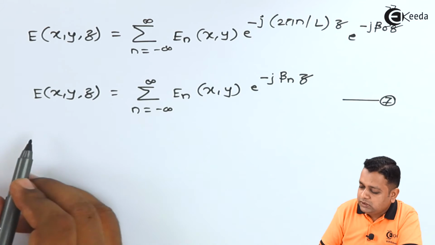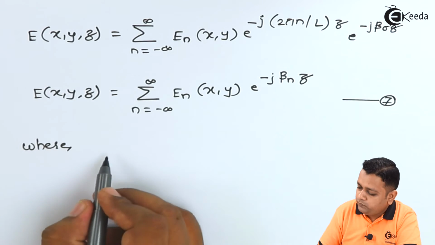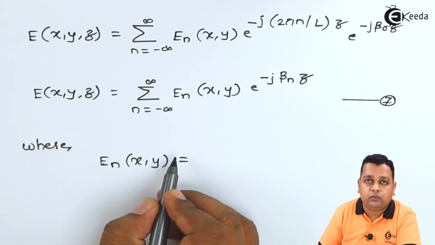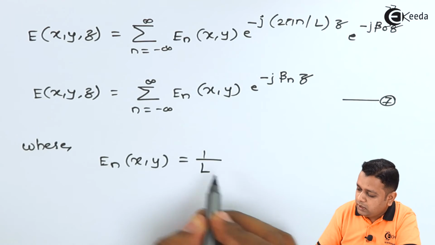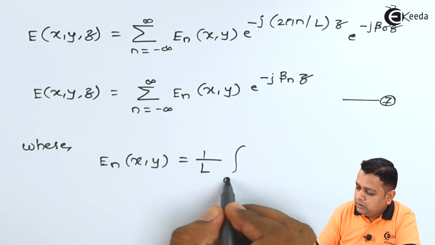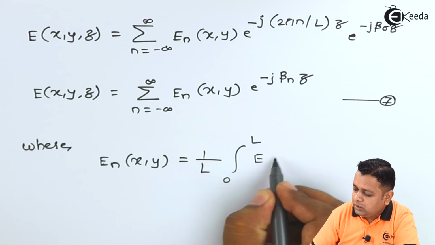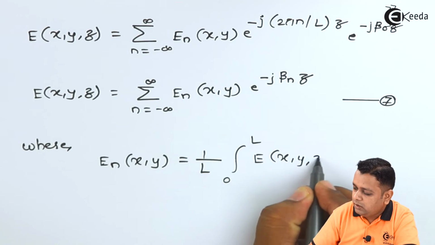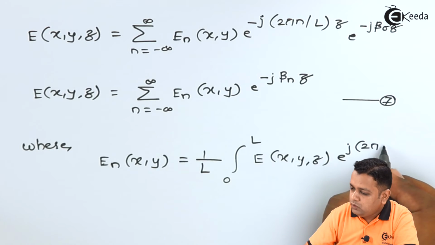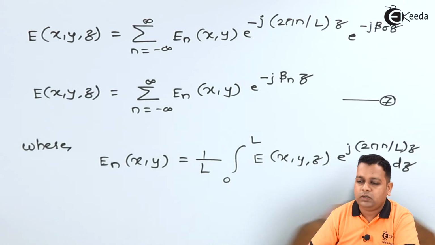So in this equation we can write the details where E_n of x, y can be given by the formulation for the period of capital L. So here we have 1 upon L integral 0 to capital L, operated over E as a function of x comma y comma z into e to the power j in bracket 2 pi n divided by L into z, into dz.